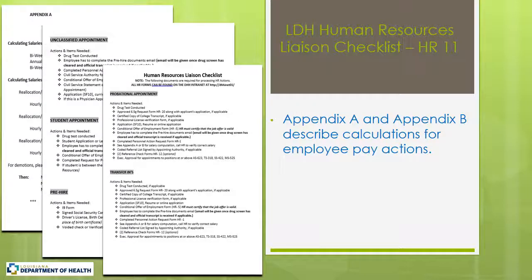The next item was created as an additional tool to go along with the training videos. The Human Resources Liaison Checklist, or HR 11, contains the items needed for HR actions. The actions include probational appointments, reallocations, details, and many others. This document is quite helpful, and should serve as a quick reminder for HR requests. The HR 11 is also available on the Internet, HR Forms site, just like every document covered in our video series.